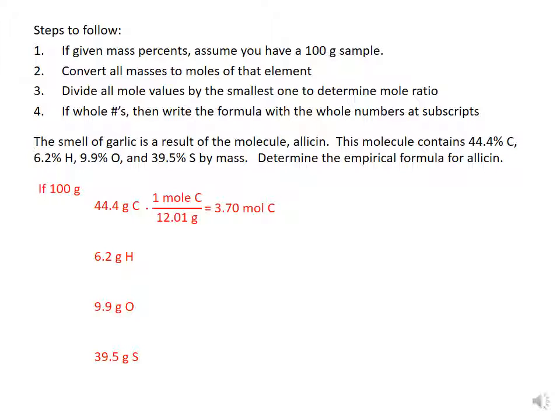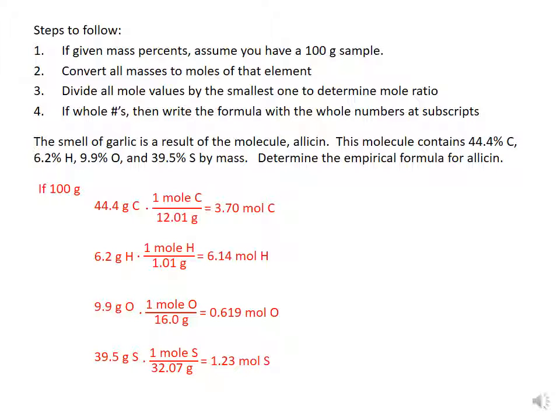So of course, to convert carbon to moles, we divide by its molar mass, and you can see we get 3.7 moles of carbon in this 100-gram sample of allicin. If we convert hydrogen to moles, we get 6.14 moles of hydrogen. Oxygen to moles, we get 0.619 moles of oxygen. And converting sulfur, we end up with 1.23 moles of sulfur. So these numbers do represent a mole ratio. But as you know from looking at chemical formulas, they are always listed in whole number ratios. So what we need is a method for getting these mole numbers into whole numbers.